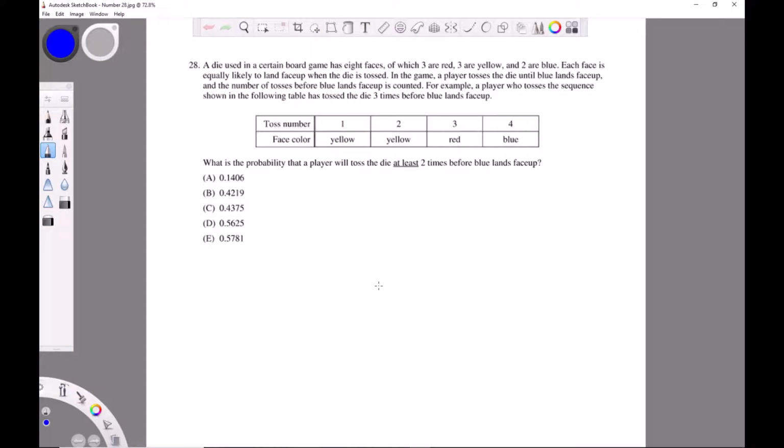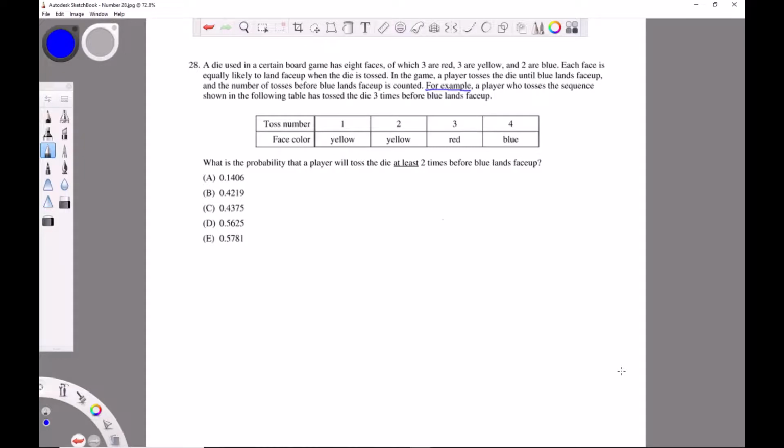For example, this is a little bit misleading. They give you an example, but I believe that they really want you to work through this on a theoretical basis, and I'll go a little more into that. So for example, a player who tosses the sequence shown in the following table has tossed the die 3 times before a blue lands face up.